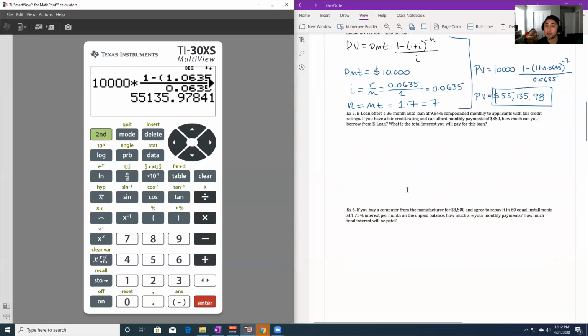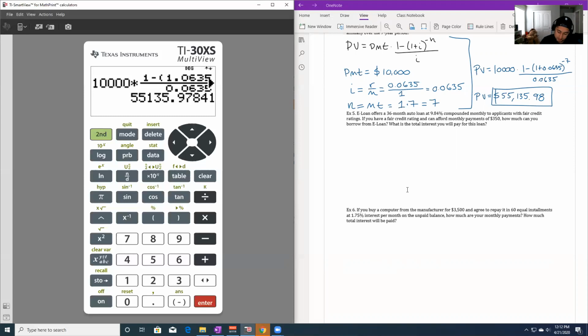E-Loan offers a 36-month auto loan at 9.84% compounded monthly to applicants with fair credit ratings. If you have a fair credit rating and can afford monthly payments of $350, how much can you borrow from E-Loan, and what is the total interest you will pay for this loan? Okay, so again, this will be present value, because we want to know how much we can borrow if we can afford $350 payments. So again, present value.